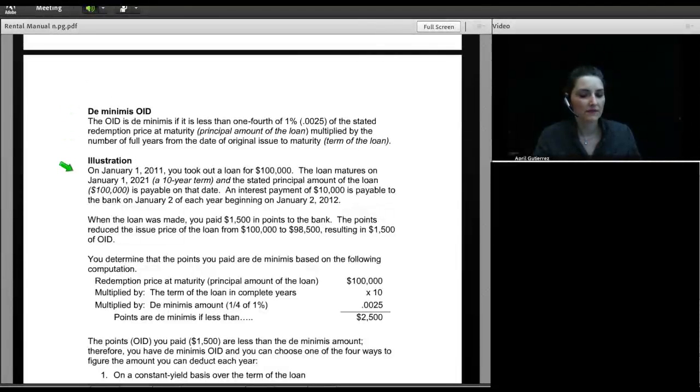Well, here's an illustration. On January 1, 2011, you took out a loan for $100,000. The loan matures on January 1, 2021, after a 10-year term, and the stated principal amount of the loan, $100,000, is payable on that date. An interest payment of $10,000 is payable to the bank on January 2 of each year, beginning January 2, 2012. This is a very simple illustration. No loan ever works like that, right?